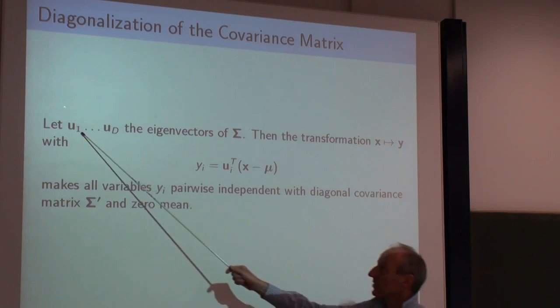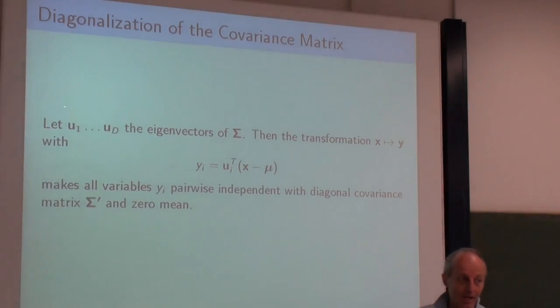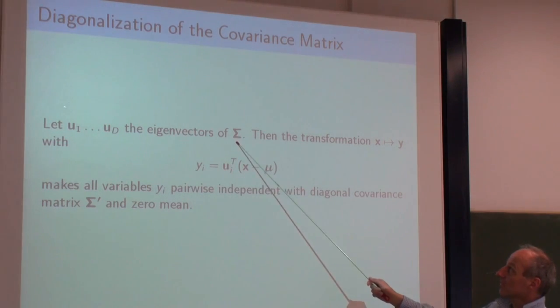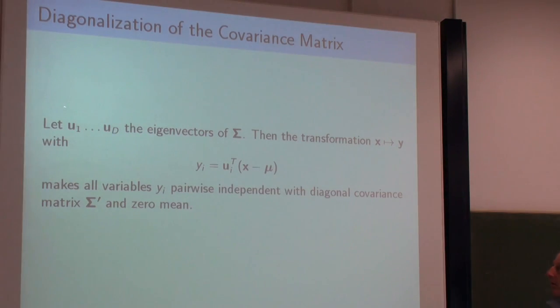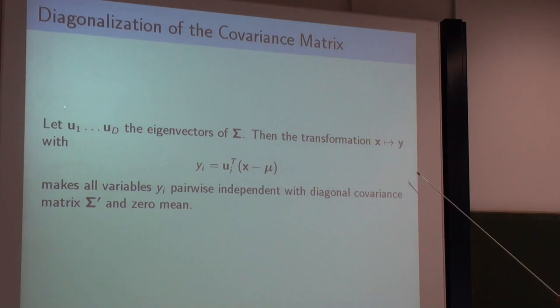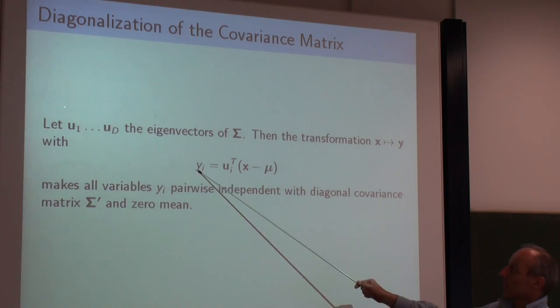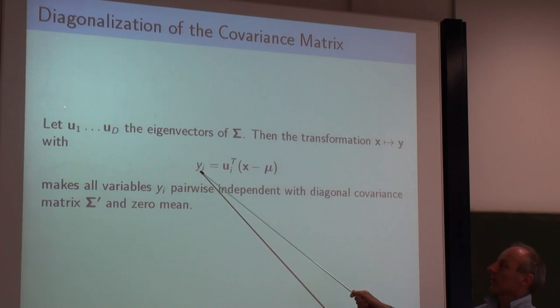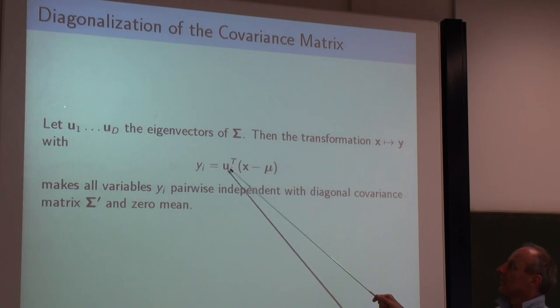Yeah? So let U1 through UD be the eigenvectors of this matrix sigma. Then there is a transformation from our original variables x to new variables y with this formula. So yi, the ith component of our new vector, is the ith eigenvector transposed multiplied with x minus mu.